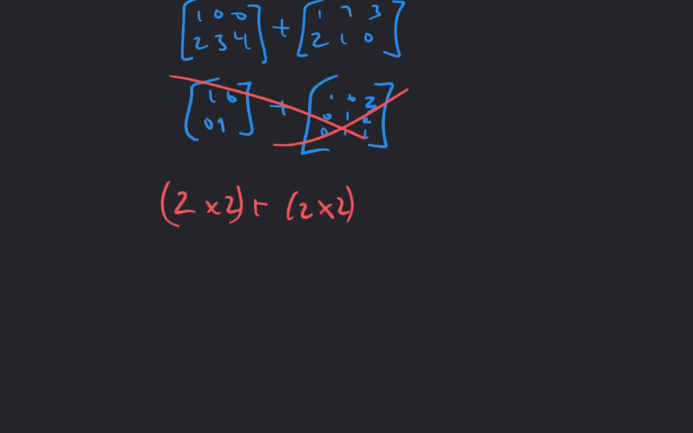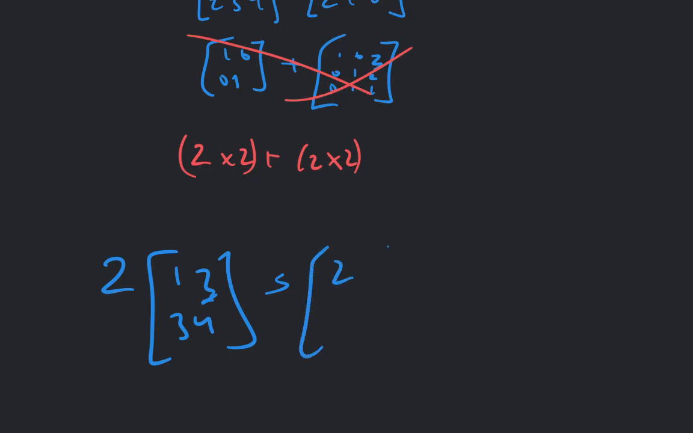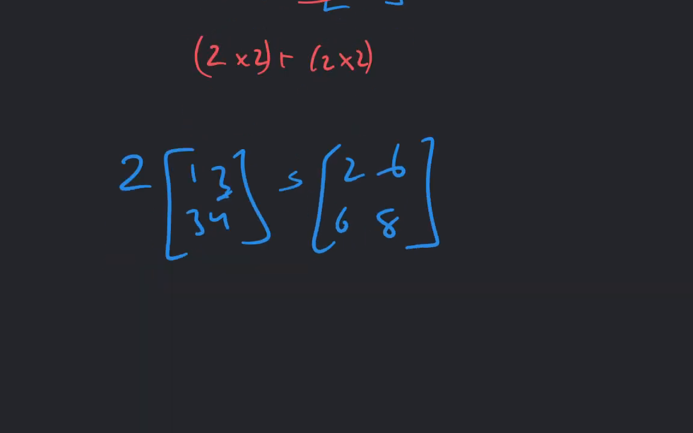A matrix can be multiplied by a number. I guess that's a 3. So that'd be 2, 6, 6, 8. So it can be multiplied by a scalar. Multiplication, though. Multiplication gets a little spicy. They don't need to be the same size. They just have to have the same inner dimensions.